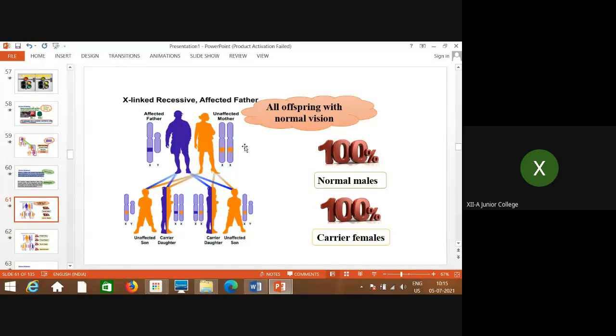So what is that? Normal males, 100% normal males. See, this is a male which is normal, shown by the yellow color.